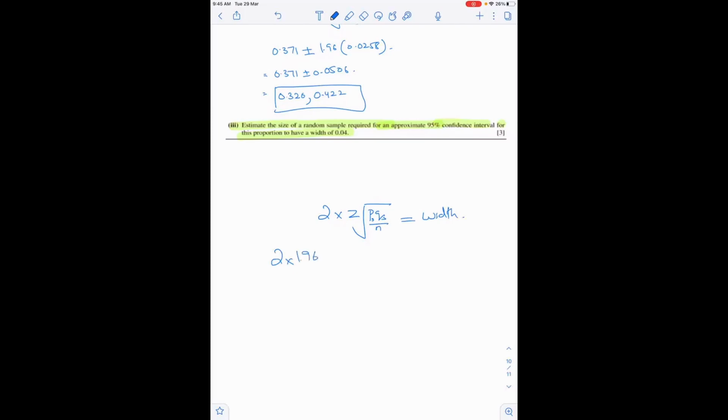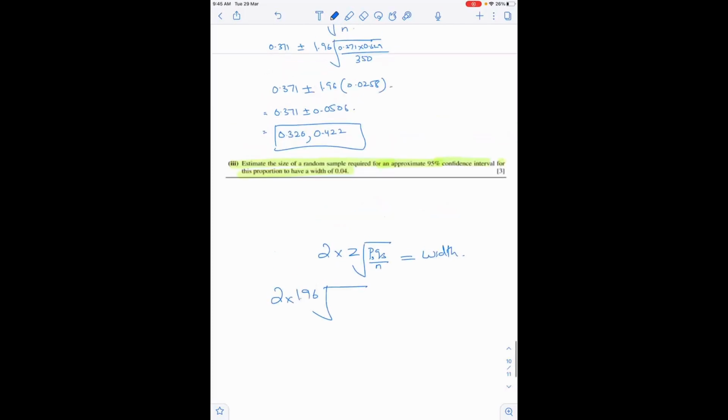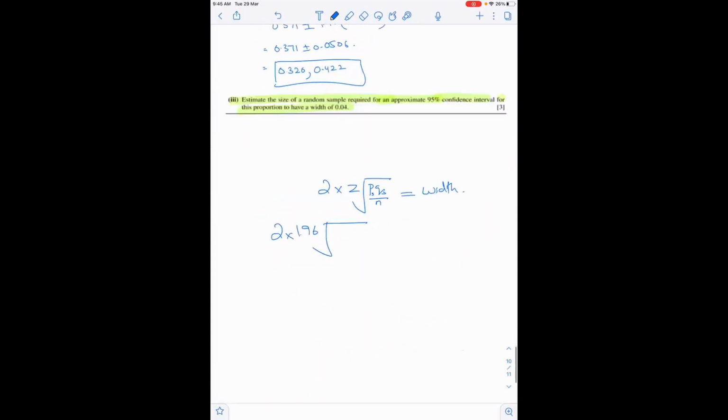2 multiplied by 1.96. pq will take the same values, obviously. So 0.371 into 0.629. Are you getting what I am doing? Yeah. Upon n equals 0.04. Okay, I just have to solve it and I'll get the answer. I'm multiplying these two and dividing by 0.04 first. 2 times 1.96, 0.04 divided by the answer. So square root of 0.371 into 0.629 upon n equals 0.010204. Okay, squaring both sides.